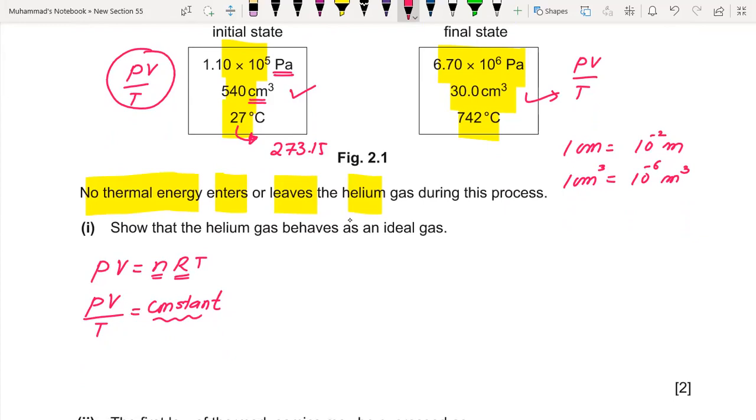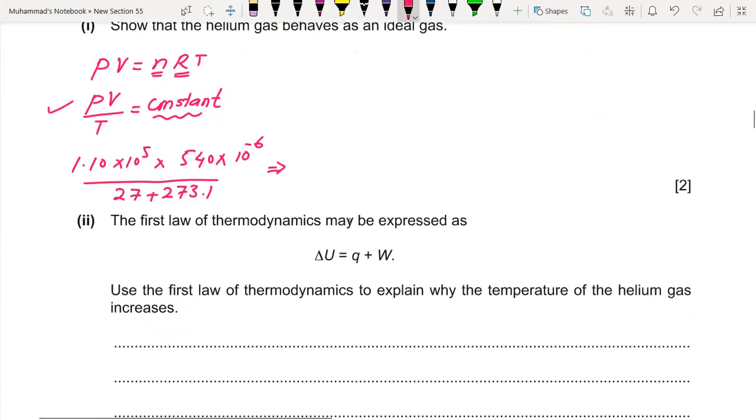Okay. So your answer should be around PV over T for this case, that is 1.10 times 10 to the power 5 times volume 540 times 10 to the power minus 6 over temperature 27 plus 273.15. This should be the same as for the final case. So this is two more questions, very simple.